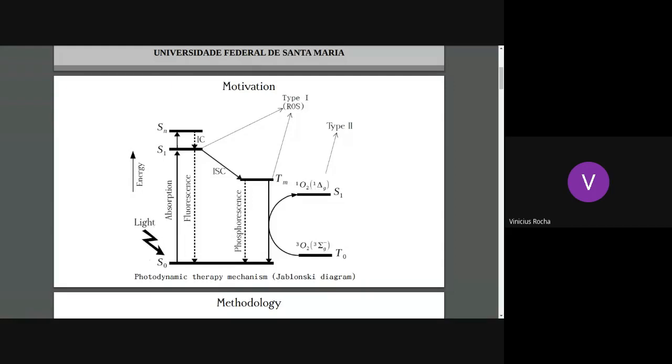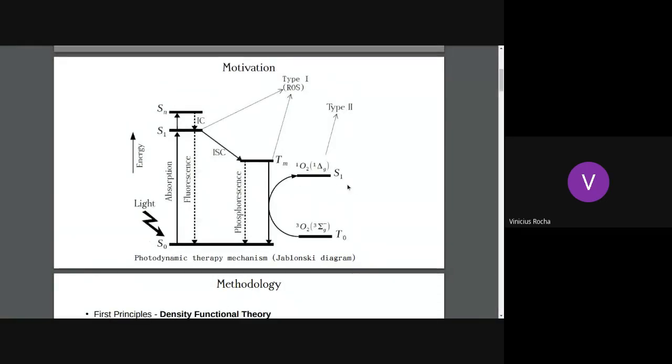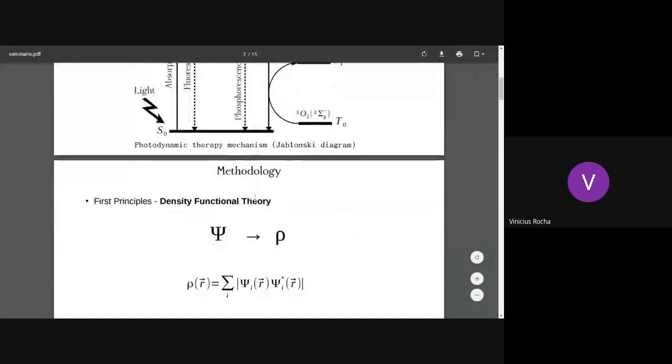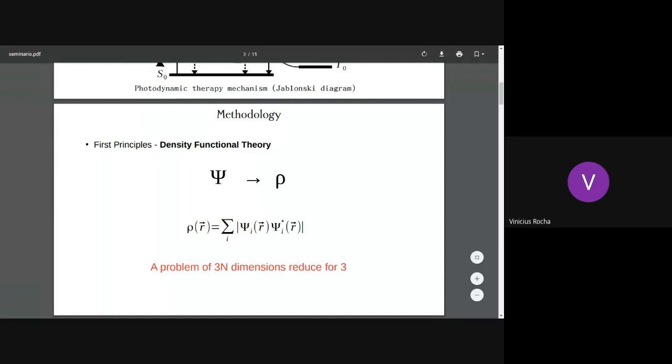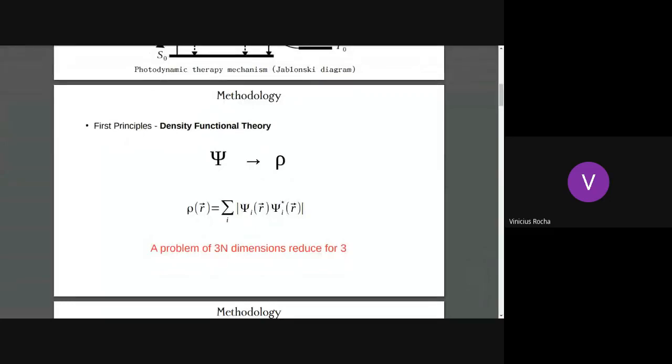So the idea is to put the photosensitizer in tumor cells, for example. Then we put radiation there, the mechanism will occur, will generate the singlet oxygen, and it leads to cell death. So what we want is to study the mechanisms of the excited state dynamics here. So we want to solve a problem of many electrons using first principles.